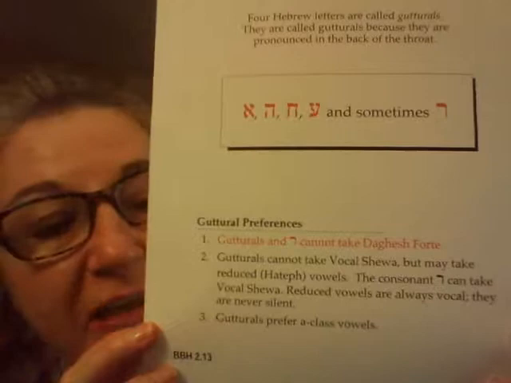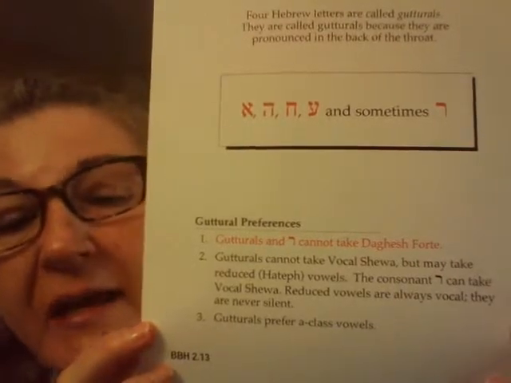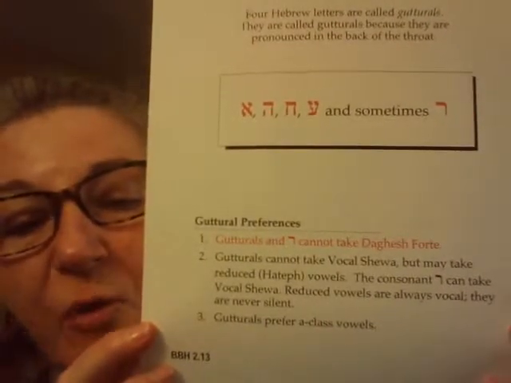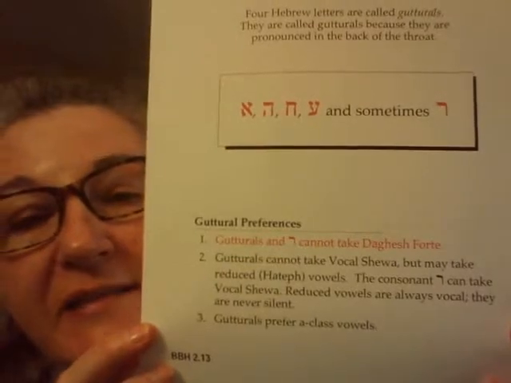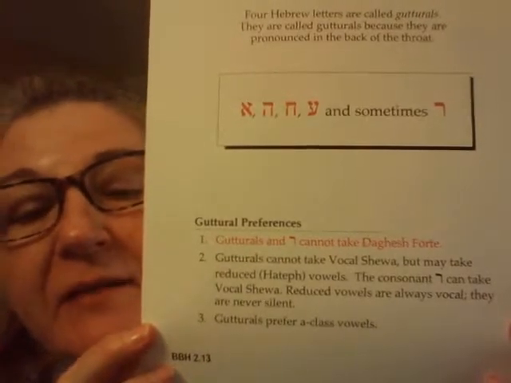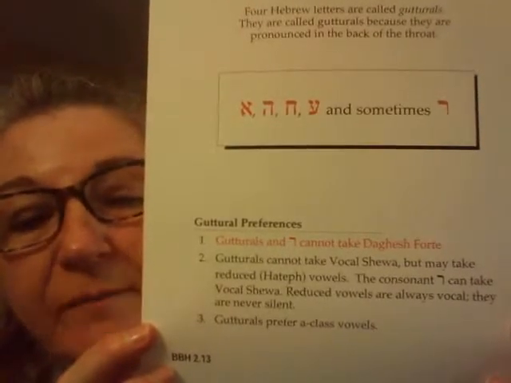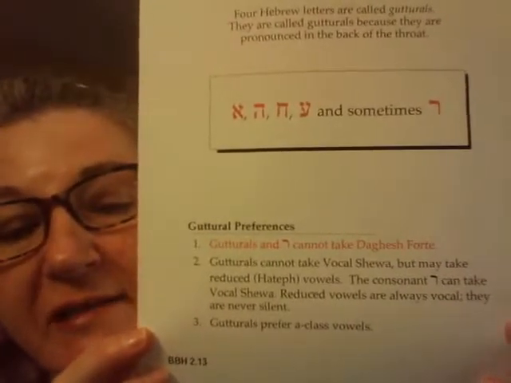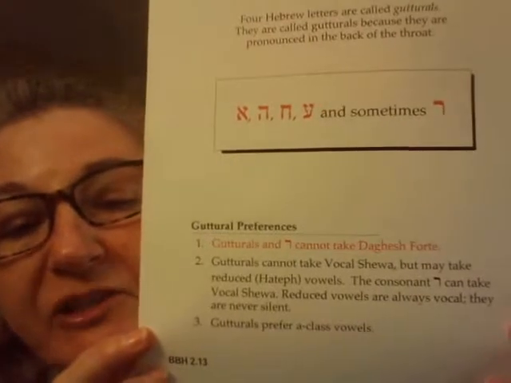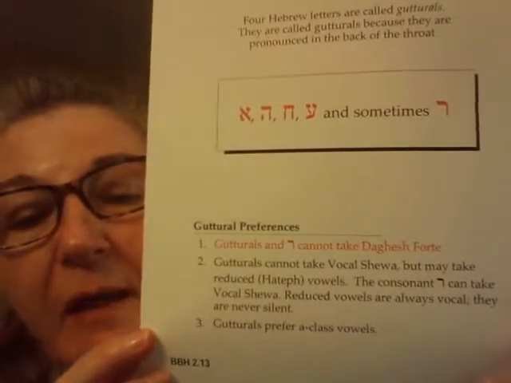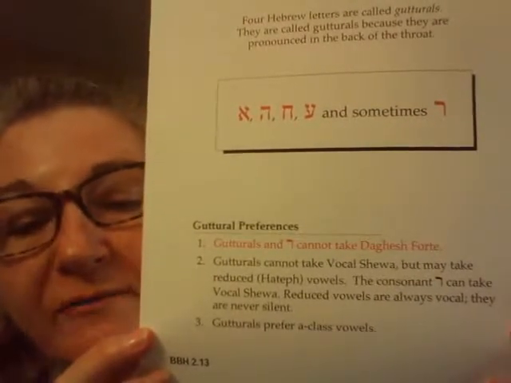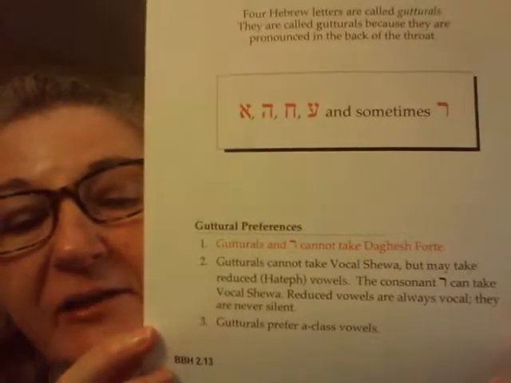The gutturals and resh cannot take a Dagesh Forte. Gutturals cannot take a vocal schwa. So if you see the 2 dots underneath any of these, you know that it's not a vocal schwa, it's a silent schwa. But they may take a reduced hatef vowel. The consonant resh can take the vocal schwa. Reduced vowels are always vocal, they are never silent, and gutturals prefer an A-class vowel.